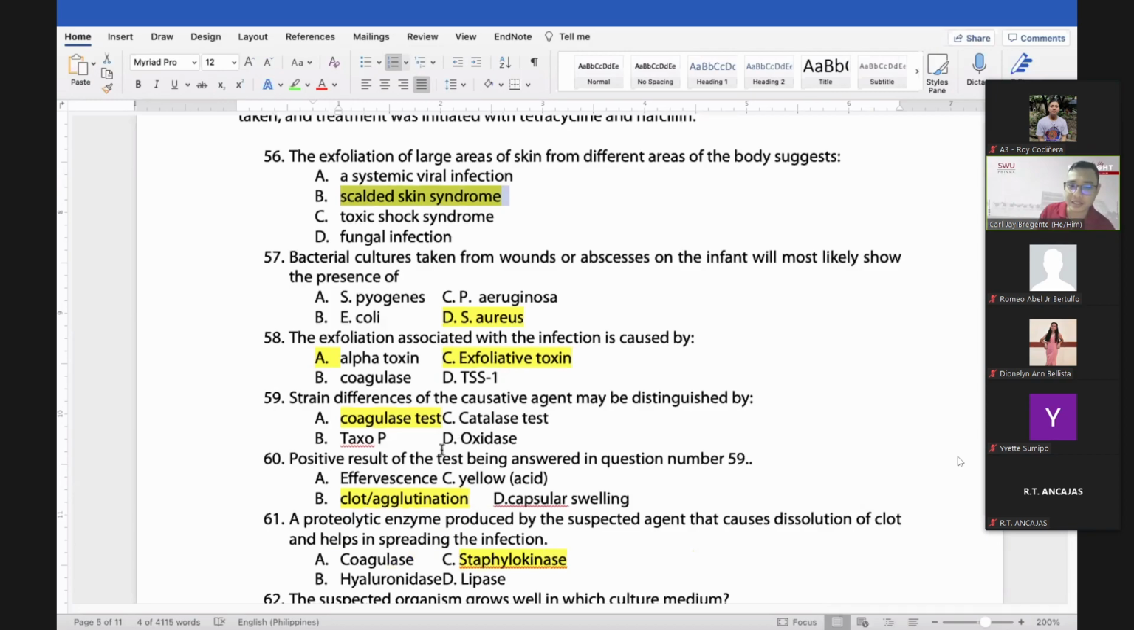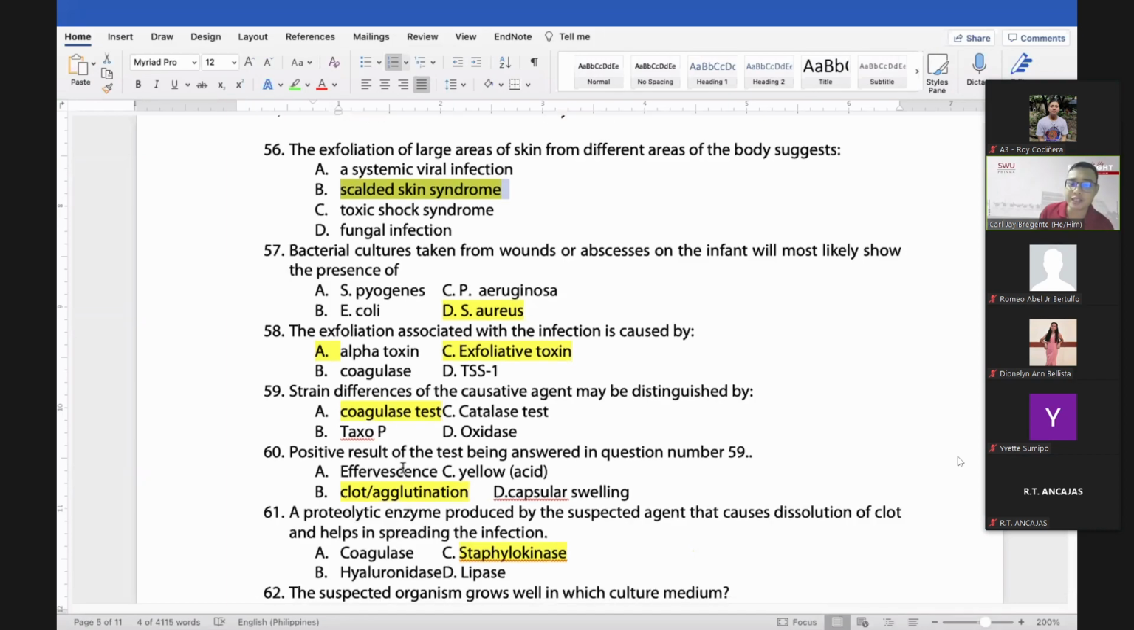Number 59, strain differences of the causative agent may be distinguished by, the correct answer is coagulase test, because we want to know which strain of staph or which species of staph. So coagulase test is the best answer for this. The positive result for the test is clot or agglutination.